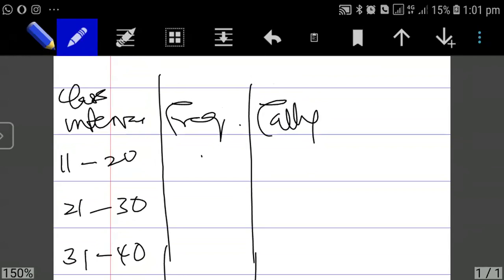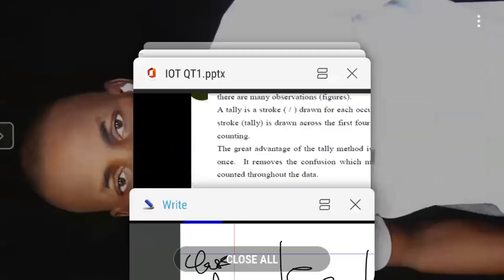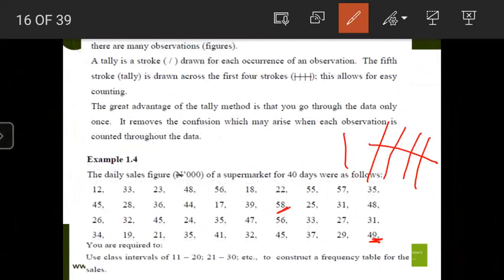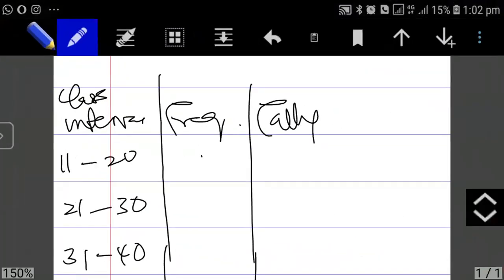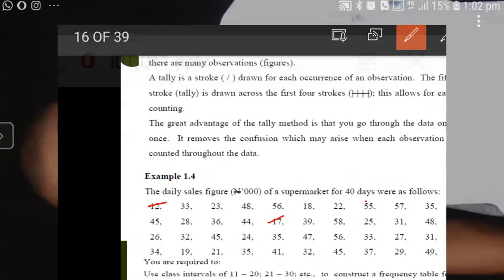You will count. From 11 to 20, how many can we find there? Yeah, let's count. From 11 to 20, let me first of all erase this circle. Anyway, we see 11 to 20. 1, 2, 11 to 20. That's just to write frequency to tally. Or you may slant it. 21 to 30, how many?